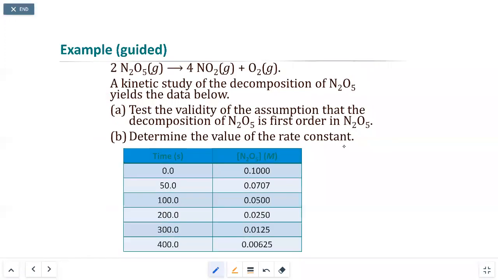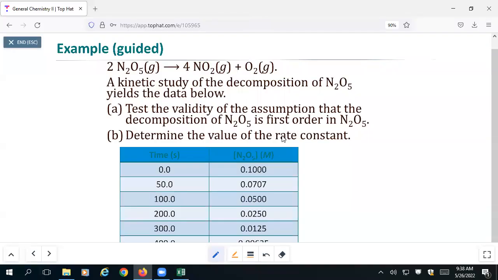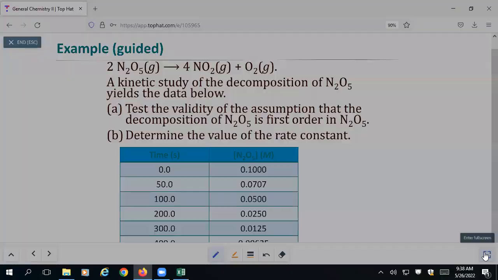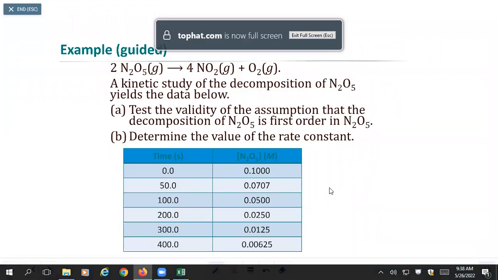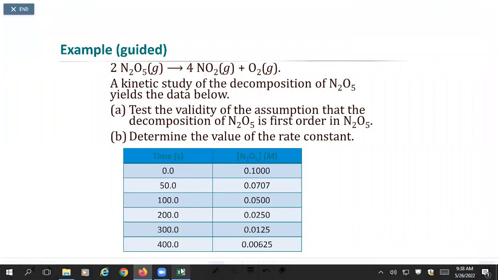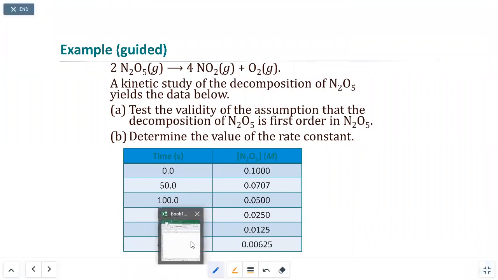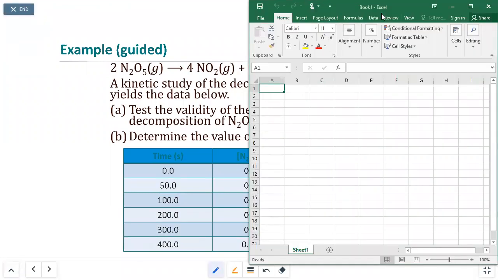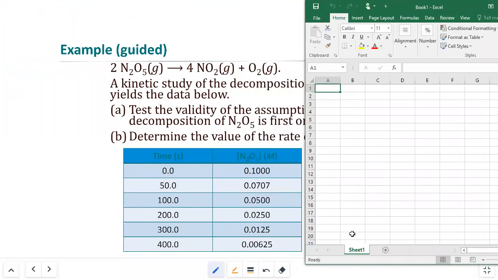Let's do an example problem together here, though. Now, for this example problem, we're going to need a little bit more resource than what we have currently. So what we're going to need for this is Excel. And so I've got a copy of Excel open here. We're just going to need to input the data from the table in.